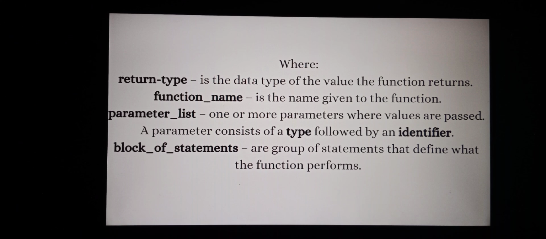where return type is the data type of the value the function returns. Function name is the name given to the function. Parameter list is one or more parameters where values are passed. A parameter consists of a type followed by an identifier. Block of statements is a group of statements that define what the function performs.